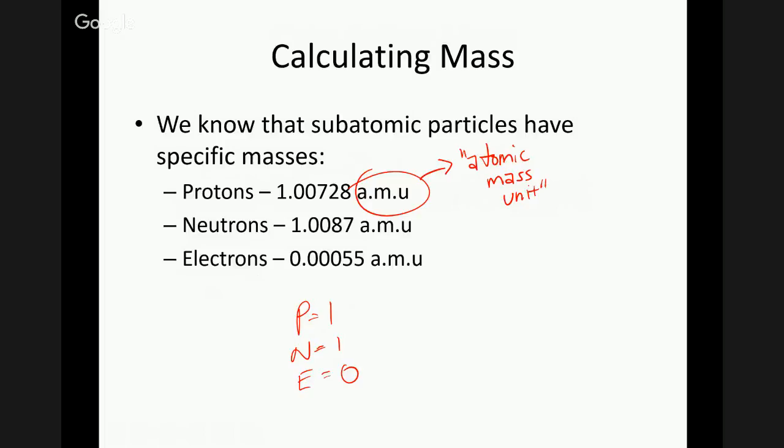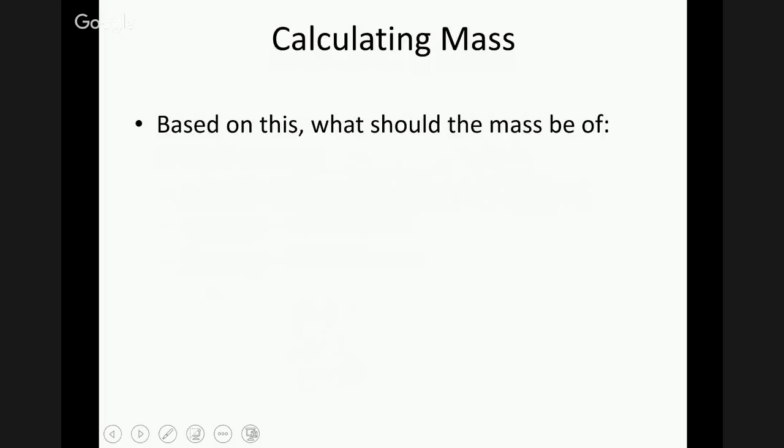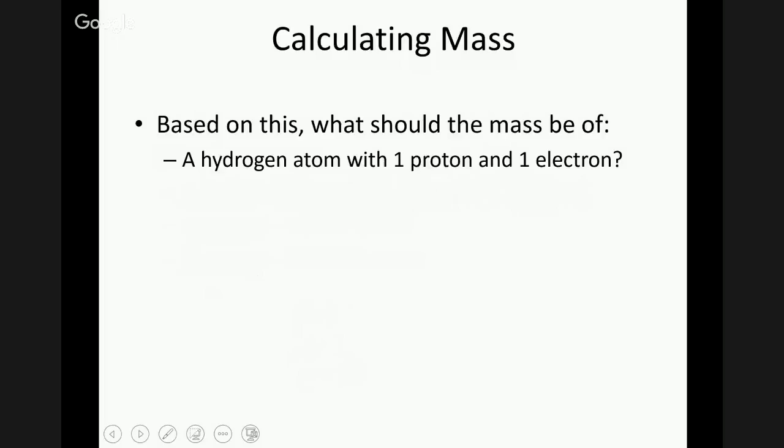And yesterday, when we talked about that table you had and calculating how many protons, neutrons, and electrons there were, those were kind of the assumptions we made. But I just want to say, based on these numbers, what should be the mass of a hydrogen atom with 1 proton and 1 electron?